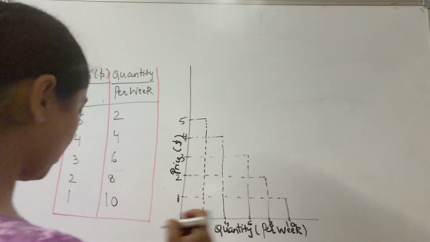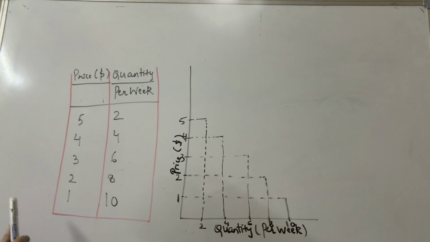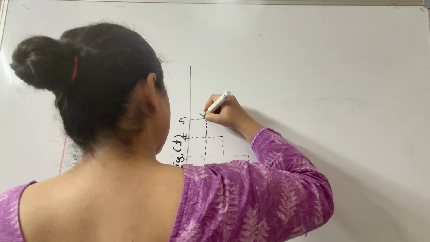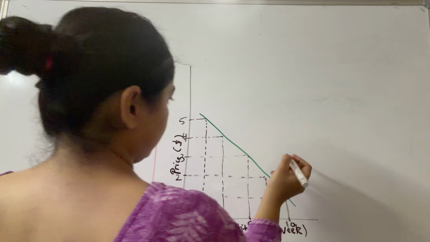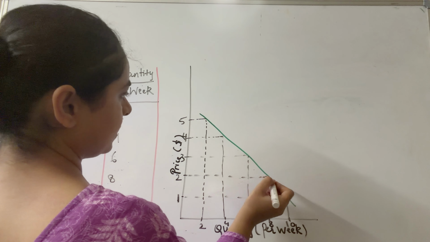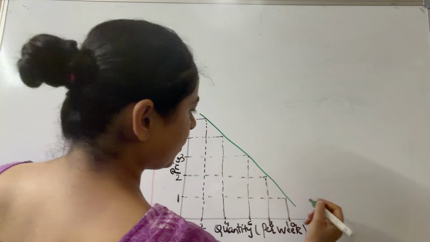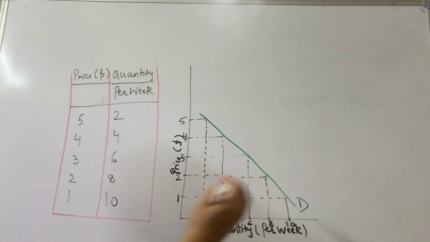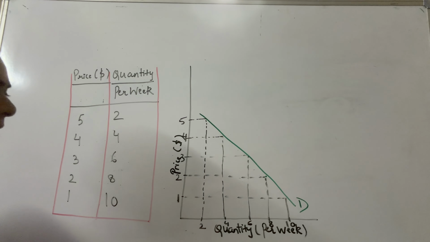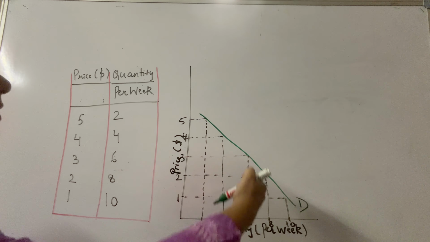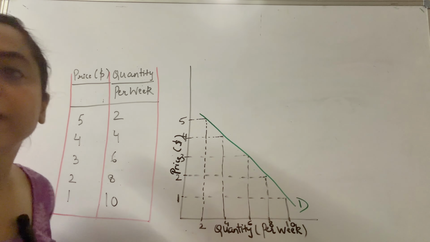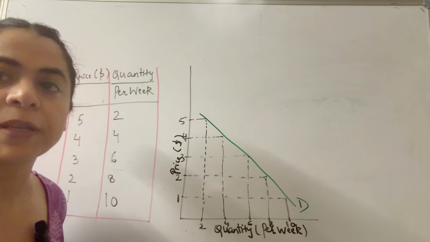So if you join all these points together, you will get a straight line curve, which is our demand curve. So let's join all these points together. So it's a linear demand curve if I join all these points together. So this is the individual's demand curve representing the combination of different prices and various quantities which are demanded by the consumer at all these possible prices.